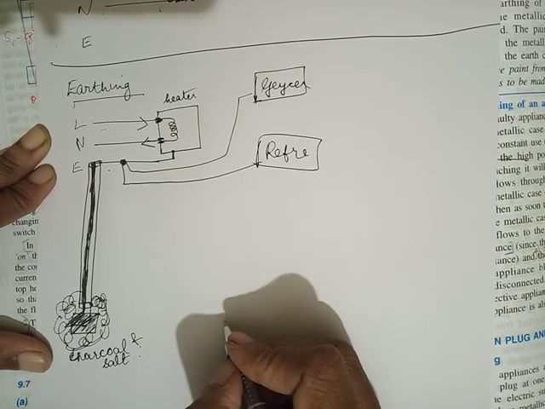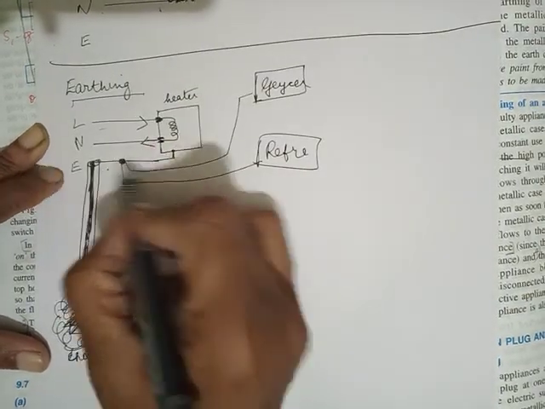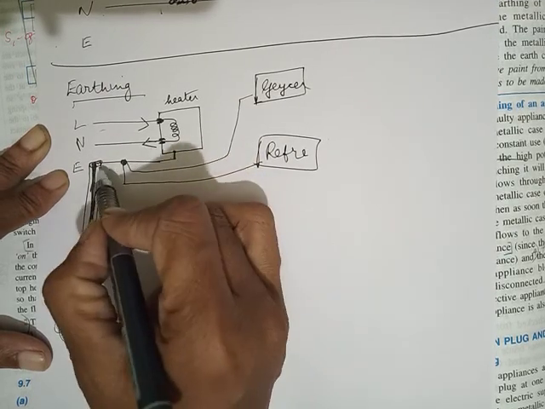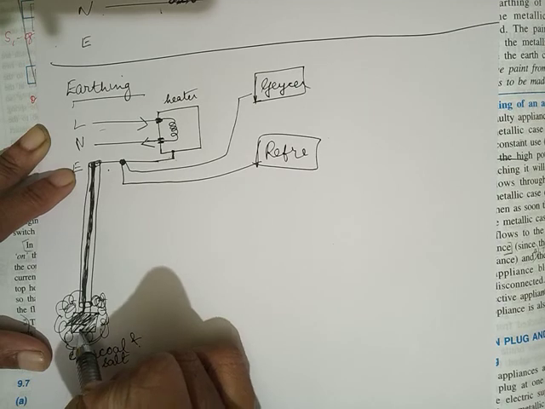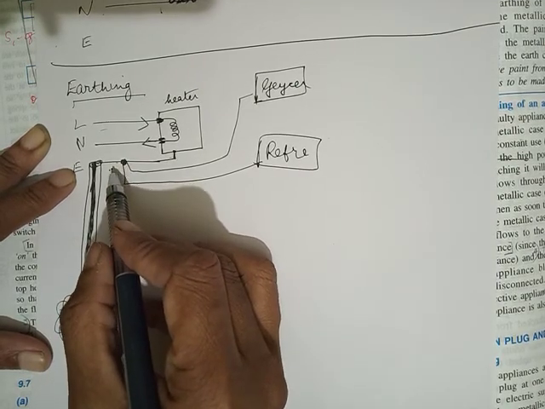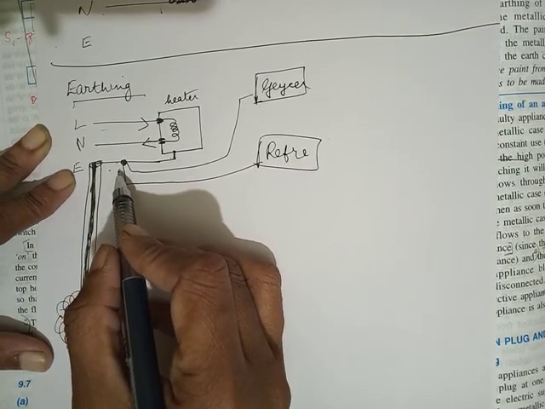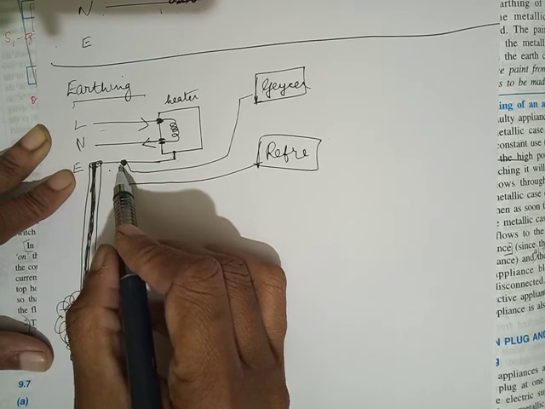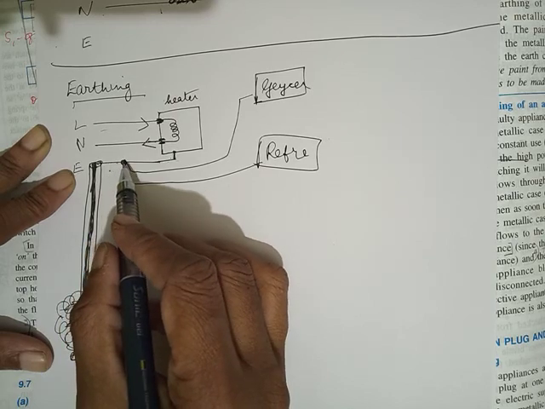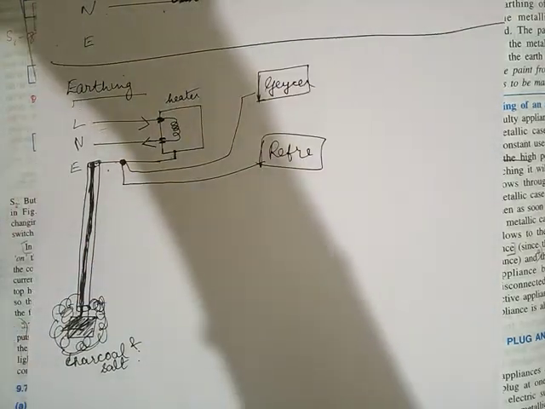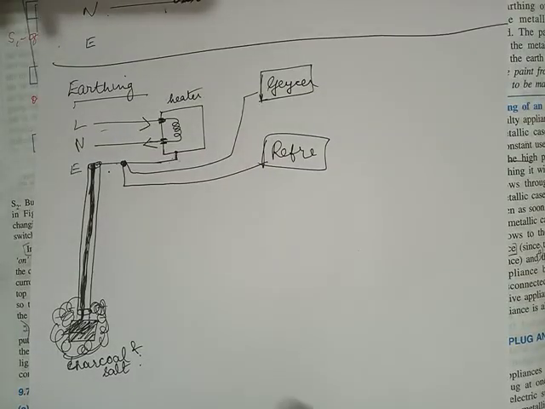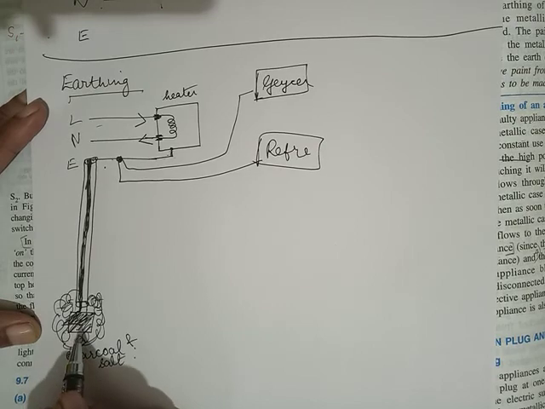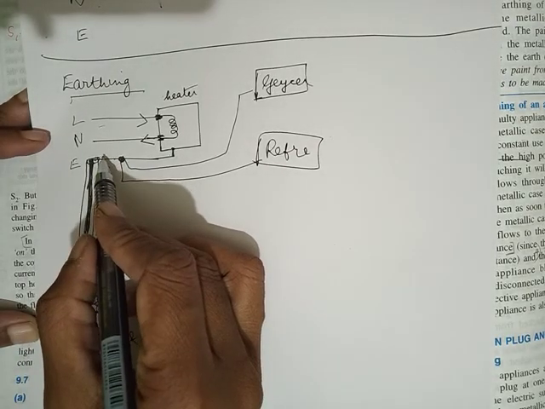Okay, so basically what will happen is, this high current will flow through this. Whenever there is a high current, it will go to the earth, and that way the person touching it will be protected from the shock or any other damage. Okay, so charcoal and salt will provide a conducting path.